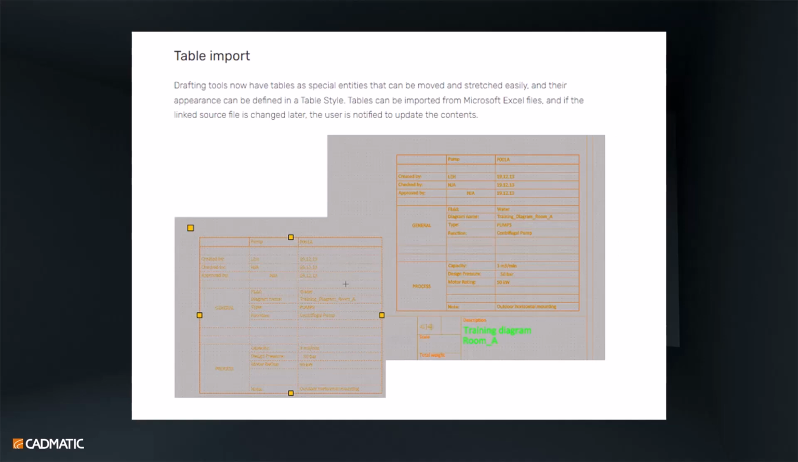Now it is possible to import tables. The drafting tools now have tables as special entities that can be moved and stretched easily, and their appearance can be defined in a table style. Tables can be imported from a Microsoft Excel file, and if the linked source file is changed later, the user is notified to update the contents.